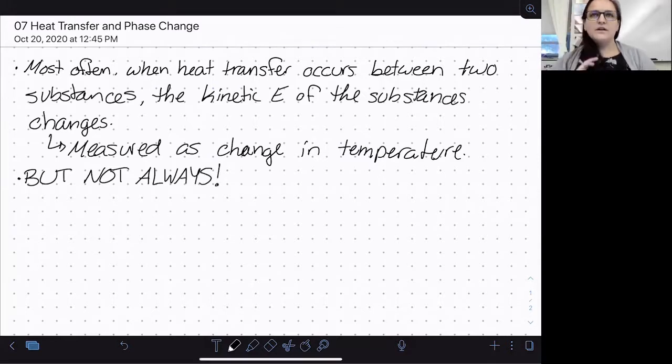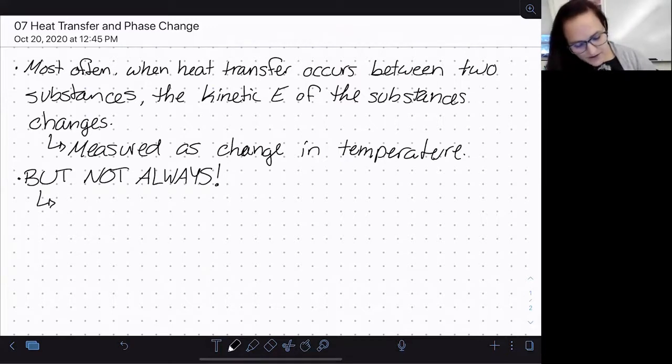And this is where the issue with associating the word heat with temperature becomes problematic, because heat transfer can occur without any change in temperature of your substances. So there are essentially two options: when heat transfer happens, either the kinetic energy of your substance changes, which we measure as the temperature changing, or the potential energy can change, which we observe as a phase change, as melting or boiling or freezing or condensing.